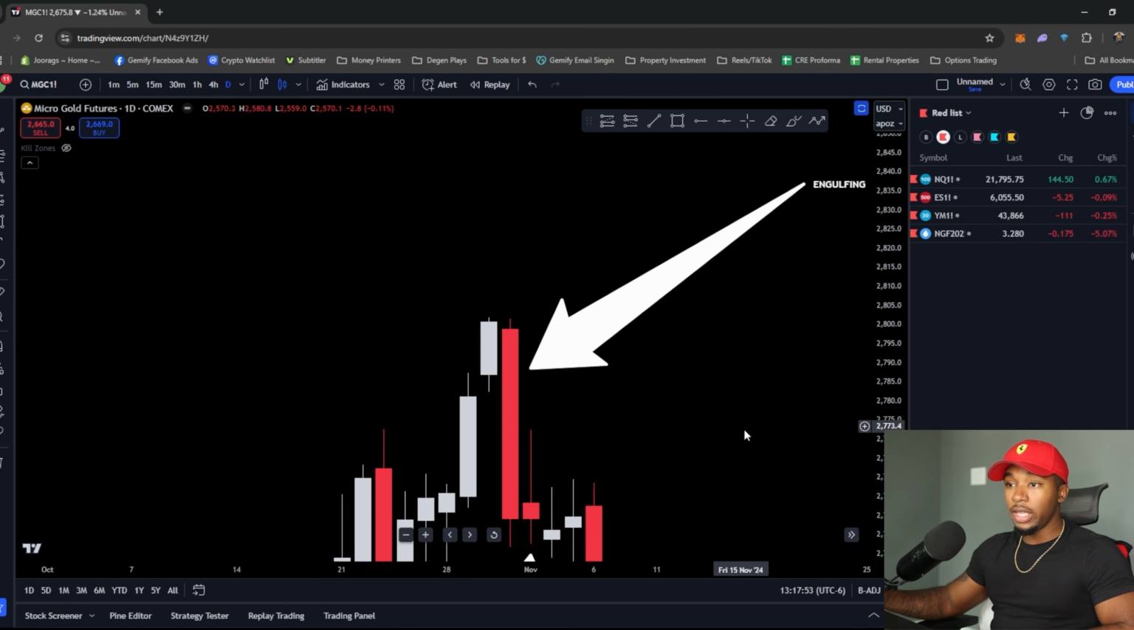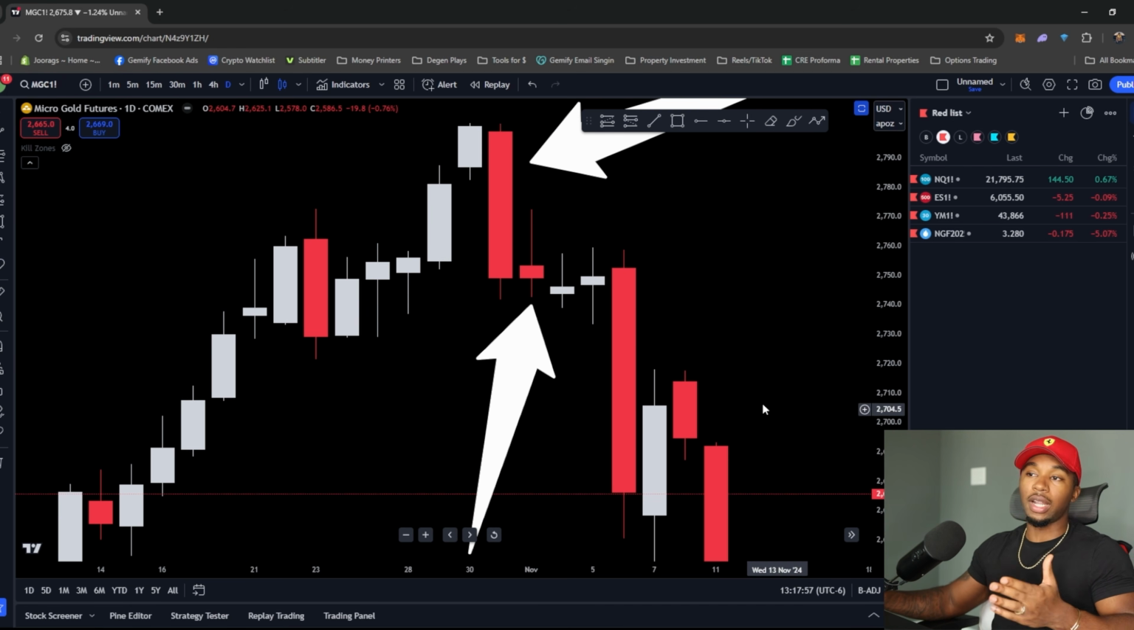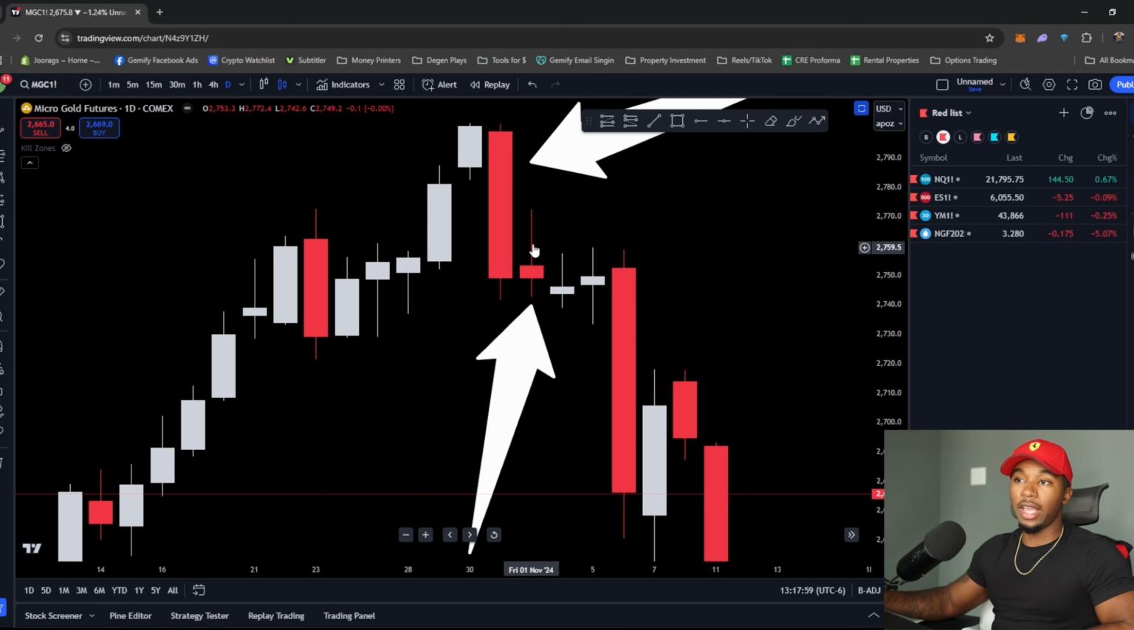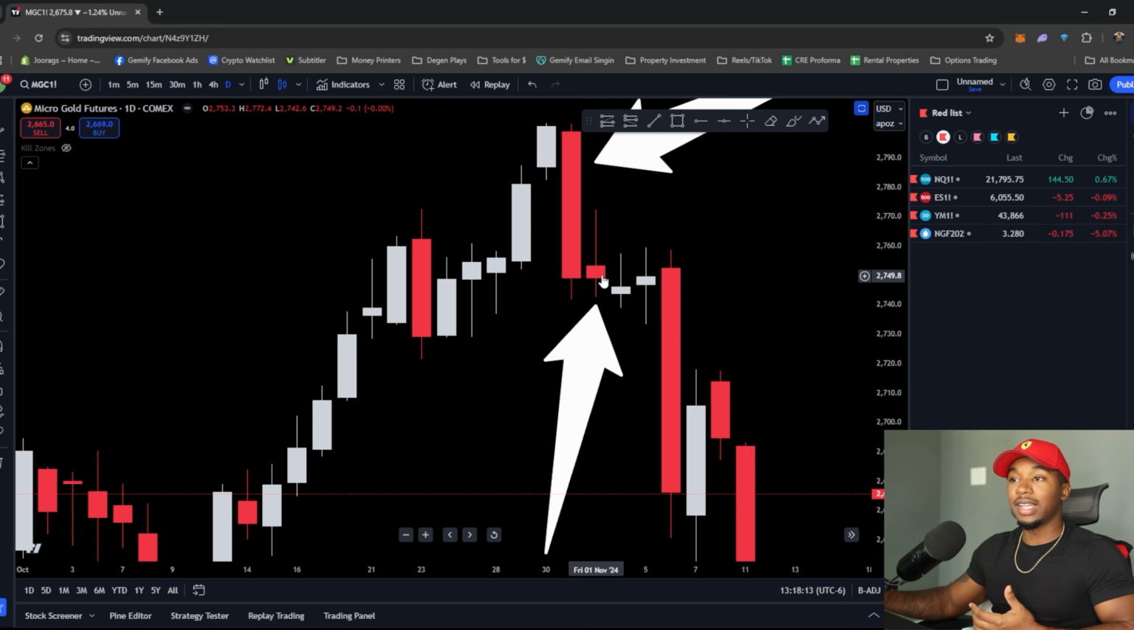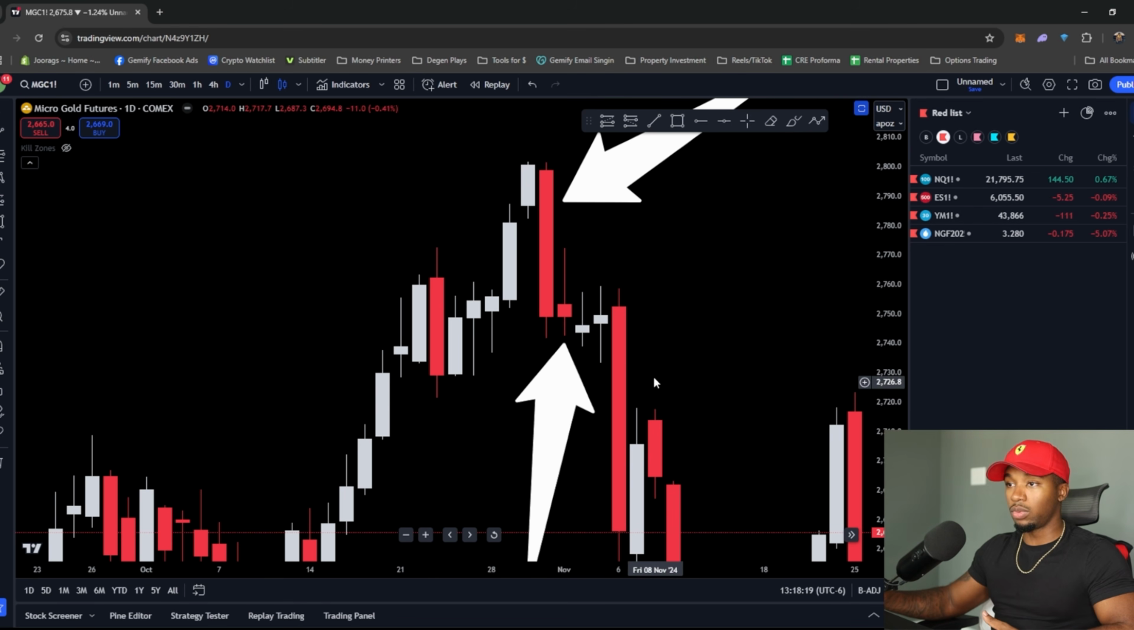Now, here is an example of an inverse hammer. Like I said, it's just the complete opposite, the flip side of a hammer. Instead of having our long wick on the bottom, we have our long wick at the top, with a small body at the bottom and a small wick at the bottom, preferably no wick, but it can be a small wick just like this. This shows us that price is going to continue down. We saw this candlestick and price continued down after we got our inverse hammer.